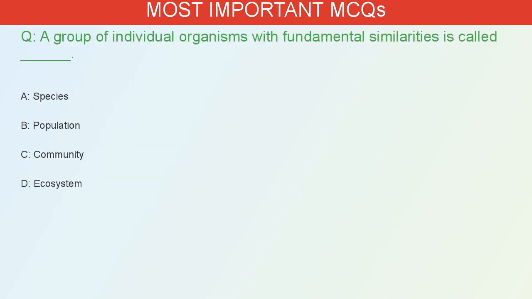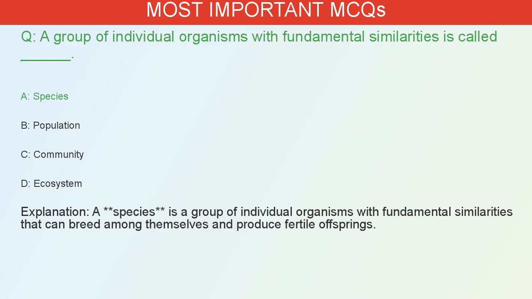A group of individual organisms with fundamental similarities is called: A. Species. B. Population. C. Community. D. Ecosystem. The correct answer is A, species. A species is a group of individual organisms with fundamental similarities that can breed among themselves and produce fertile offspring.